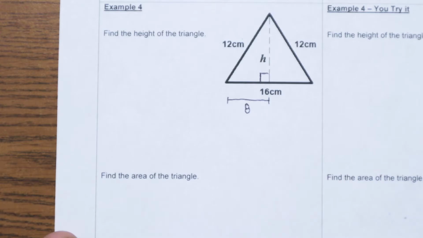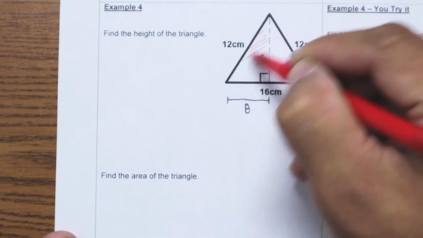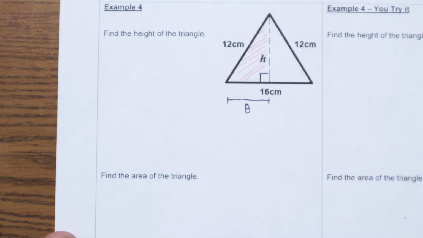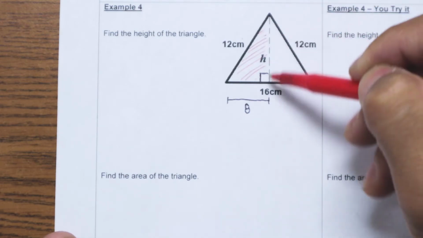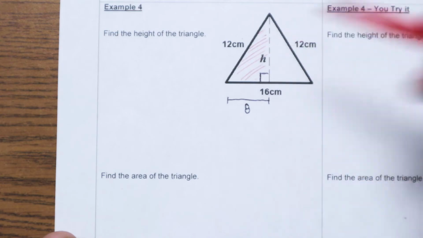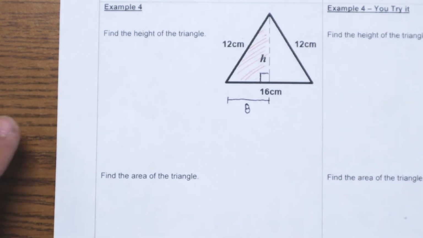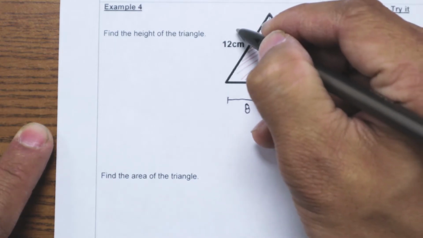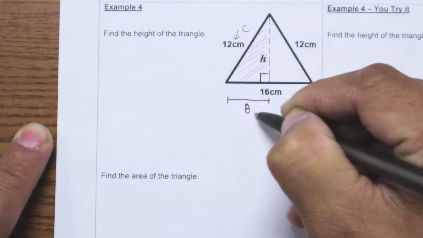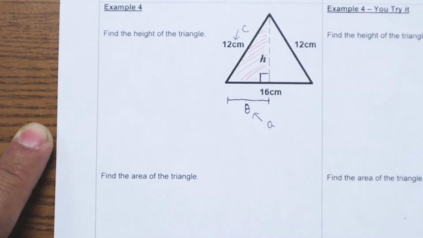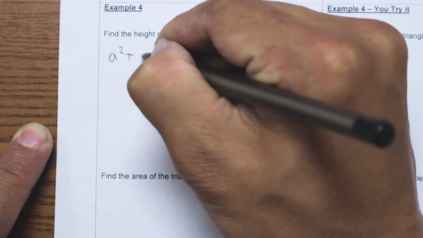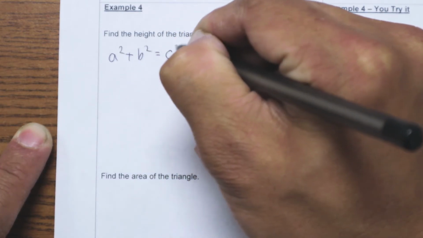Now I want you to take a look at this triangle that I shaded in red here. Well, this is a right triangle, and you have learned that to find a leg of a right triangle, we could use the Pythagorean theorem, which is a squared plus b squared equals c squared. Remember, your c is across from the right angle, so this is going to be your c. And then this and this are your a and b, and this is your h. So you have a squared plus b squared is equal to c squared.